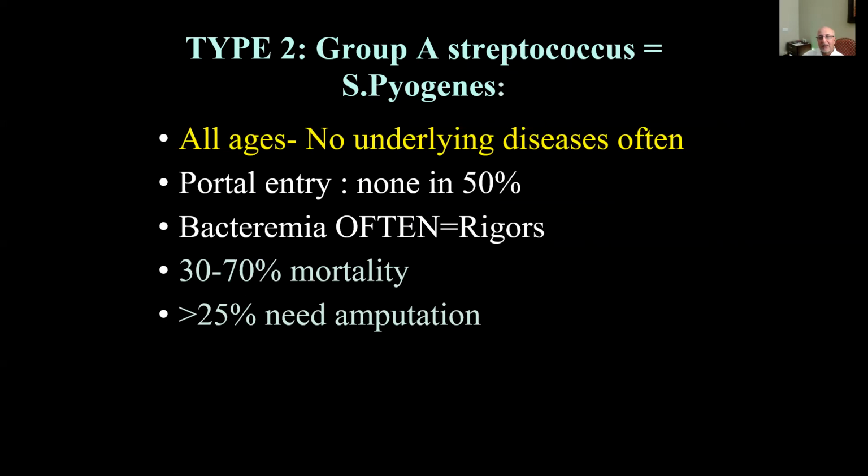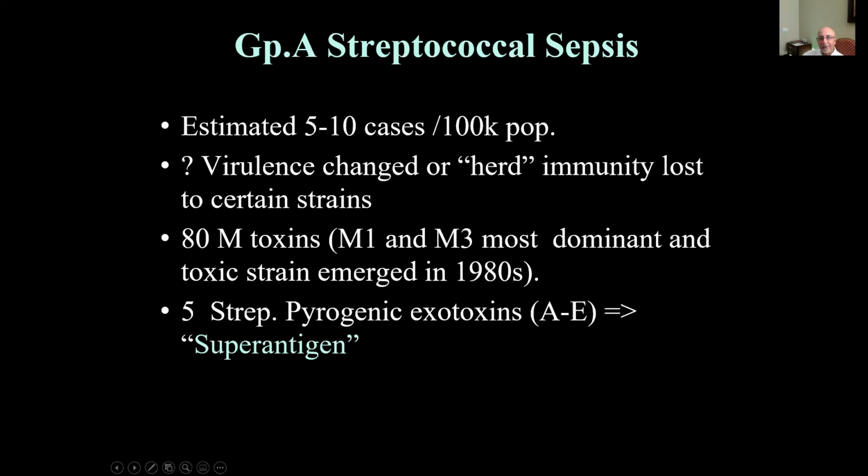Let us discuss in detail group A streptococcus or Strep pyogenes, as in my experience, this is the most frequent type of necrotizing skin infection that I have experienced in the ICU. It affects patients of all ages. The portal of entry, as I have discussed, may not be initially found. Bacteremia is found commonly. There's a 30 to 70% mortality depending on early diagnosis, recognition, and intervention, and 25% or more of patients may require amputation.